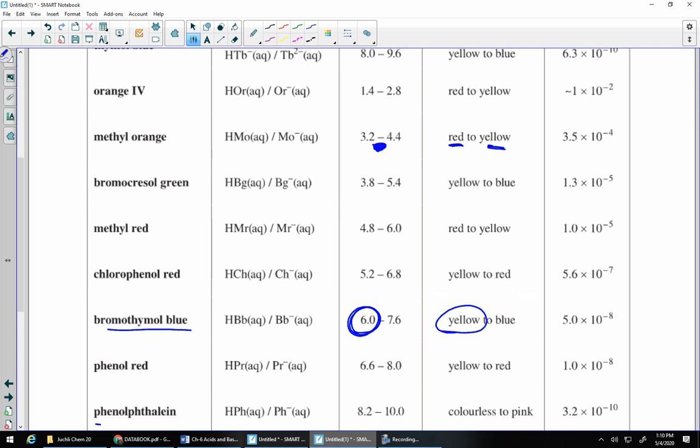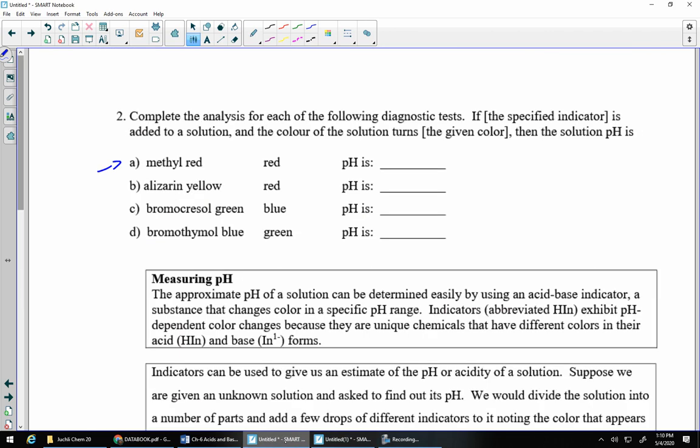So let's go back here. Methyl red, where's methyl red? First off, let's clean up. This is a huge mess. Methyl red is red. Just trying to keep it in my mind here. So methyl red is red. That means it's on the more acid side of things, and the more acid side of things corresponds to that, 4.8. So it has to be less than 4.8. So less than 4.8. Perfect.